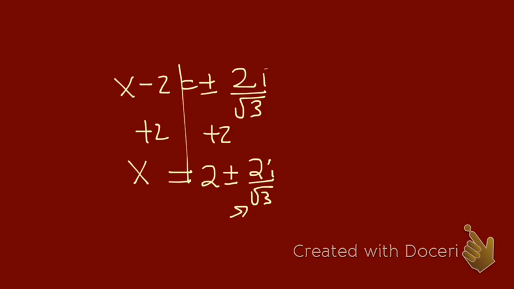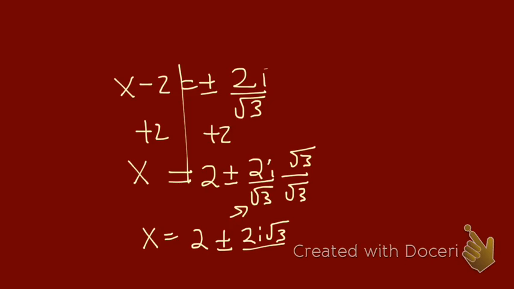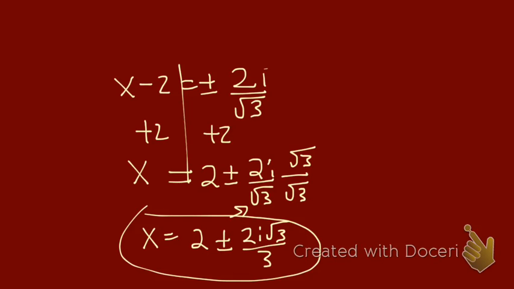The problem is I still have a root in the denominator, so I need to rationalize this guy by doing root 3 over root 3 to both sides. Now I have x equals 2 plus or minus 2i square roots of 3 over root 3 times root 3, which just becomes positive 3. And that is an ugly imaginary looking solution, but nonetheless that is our solution.